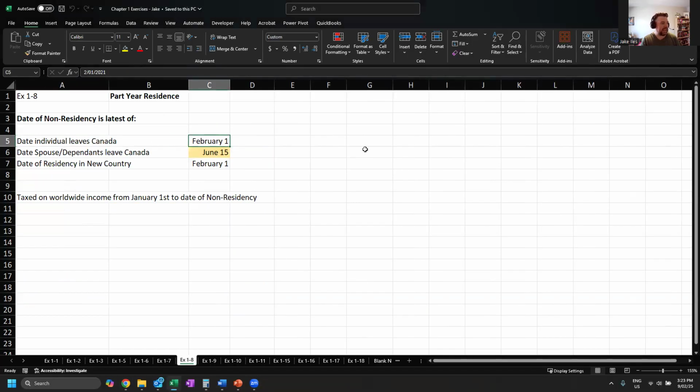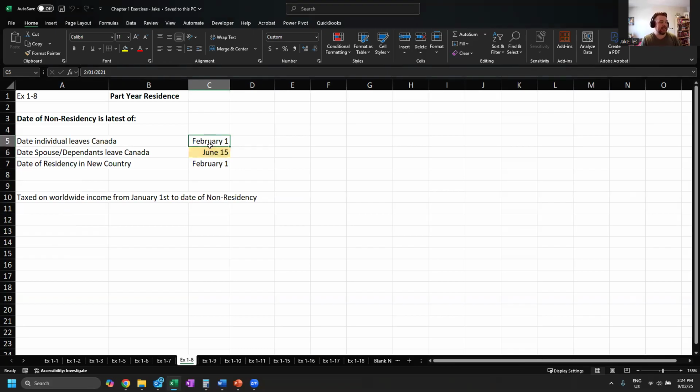So he left Canada on February 1st. The date of residency in a new country is February 1st. He started working at a new job, is starting to build some ties. His family doesn't join until June 15th. So that is the later. We look at when did he leave? When did his family leave? And even though his house and his stuff was still here, that was just because it took time to sell the assets. The fact that they were trying to be sold is still in tension, and it's not looking at when did you sever the ties, it's looking mostly at when did you physically leave the country.